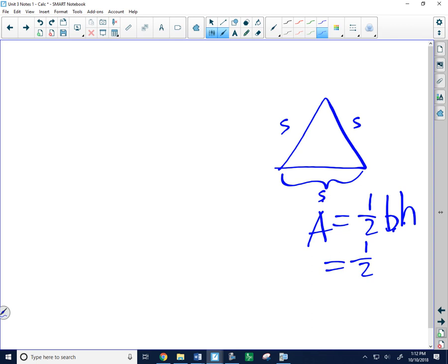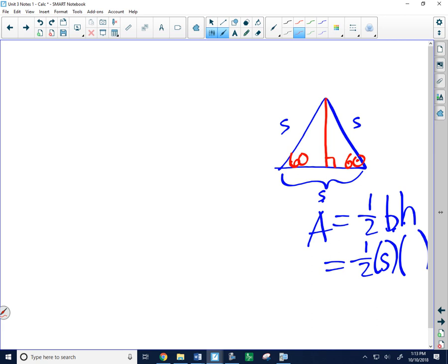Would you agree that the base is S here? Okay, that's S because it's the bottom. The height is not S. The height is right here. That's the height. That's what I've got to find, this line. Equilateral triangle. Since the angles are all equal in an equilateral, an equiangular triangle, what's the measure? 60. They're all 60, right? Since a triangle has a sum of 180 for the angles.